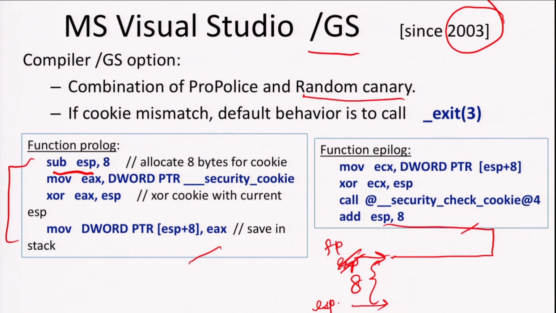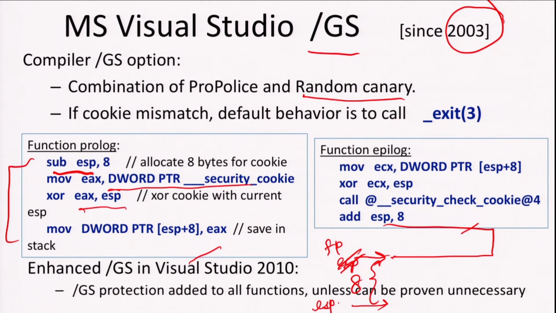So now here you take this double word security cookie, and then you XOR the cookie with the content of the ESP, and then you save it into the stack. And then in the epilogue, you retrieve it and check whether it has remained unchanged. If it has remained unchanged, then you know that it has not been violated.